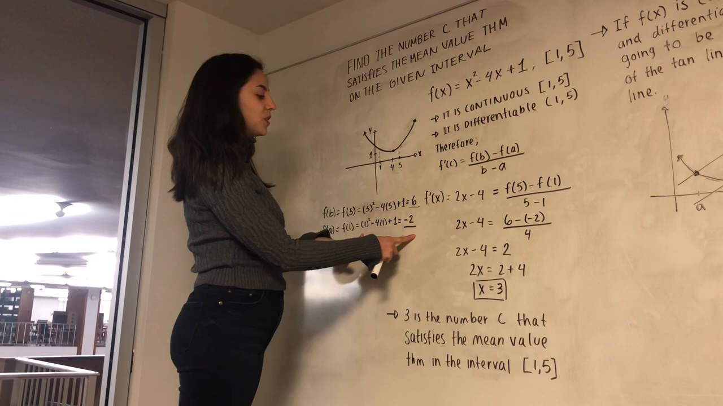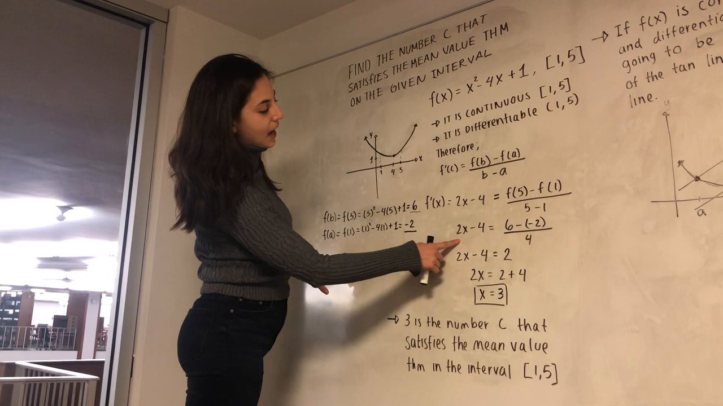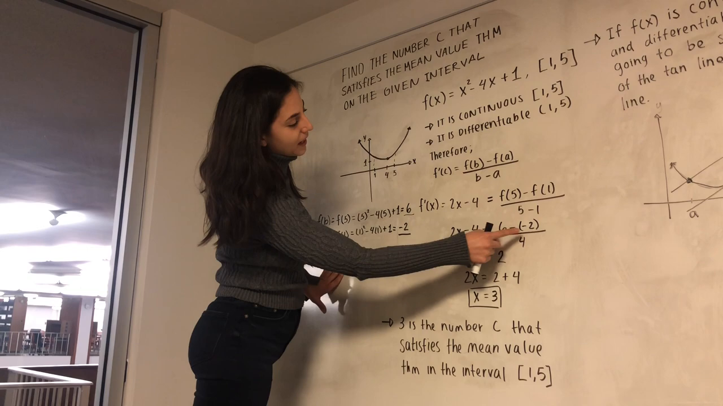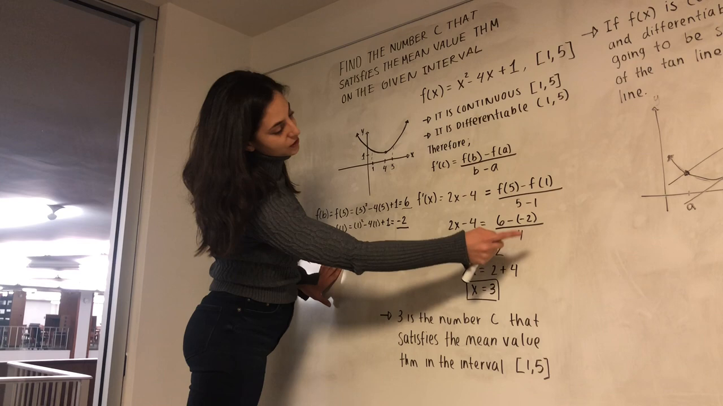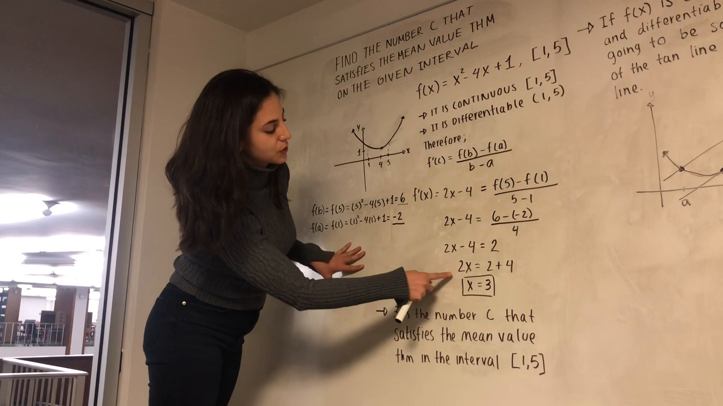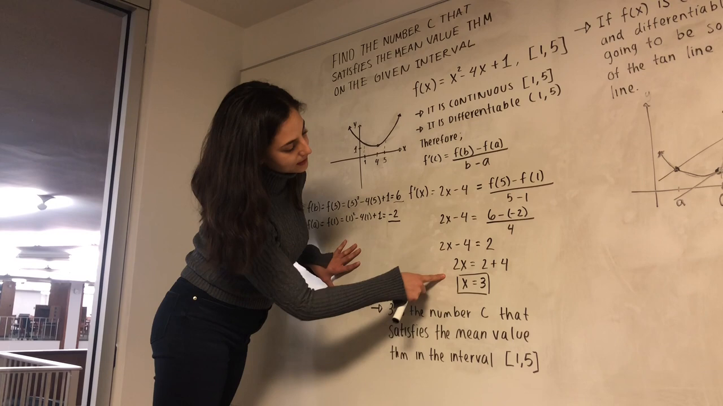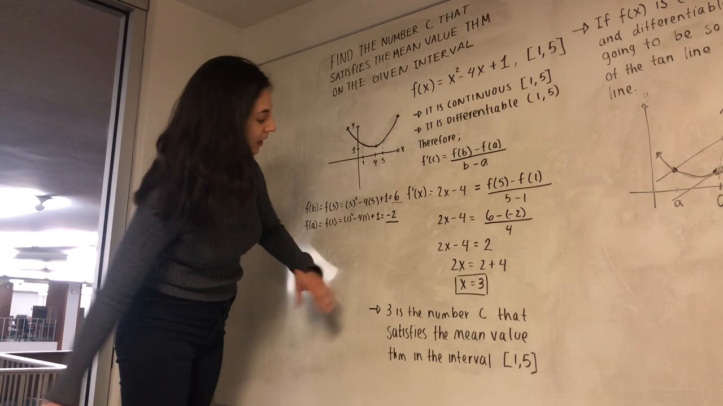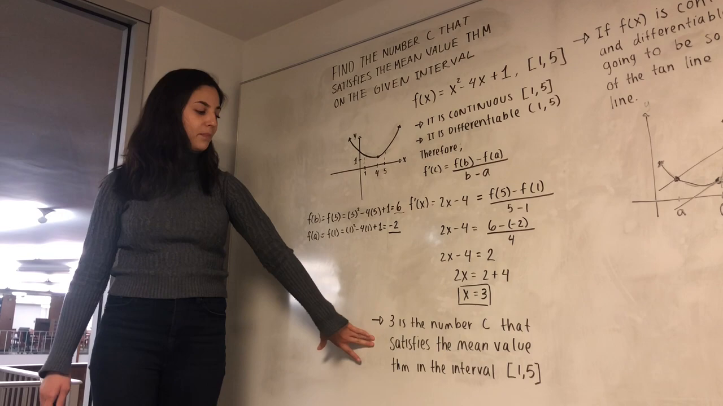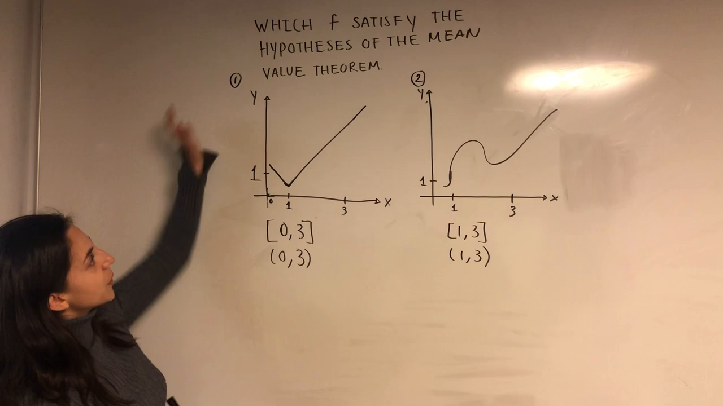Then we can move on and plug in these two numbers. We have 2x minus 4 is going to be equal to 6, because f of 5 is 6, minus negative 2, because we know f of a is minus 2, divided by 4. Then we just have to solve for x. We want to isolate the x, so we add 4 to both sides, and then we divide both sides by 2, which gives us x equals 3. And so we know that 3 is the number c that satisfies the mean value theorem on the interval 1, 5.